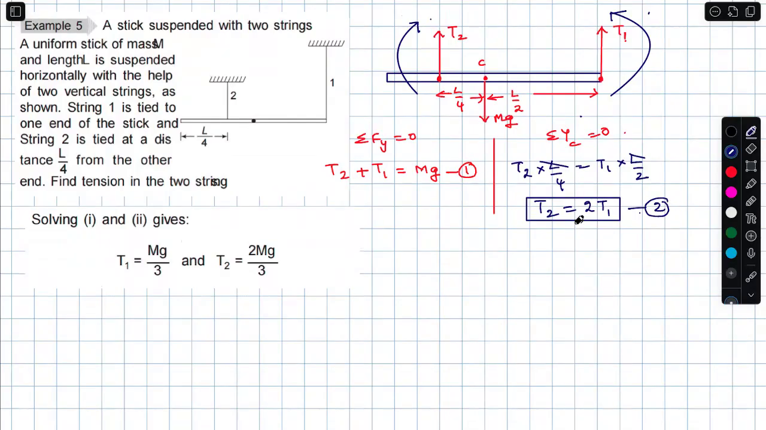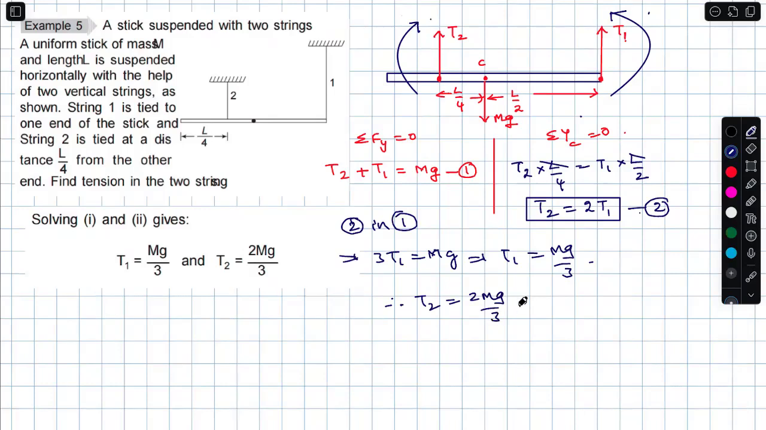You solve 1 and 2. Now, obviously, when you put 2 in 1, you will get 3T1 is equal to mg. So it implies T1 is equal to mg by 3. Therefore, T2 is 2mg by 3. That's all. Any doubts? I think I need to discuss one problem with you.